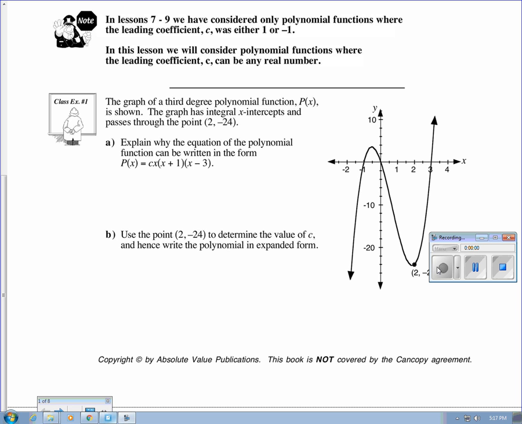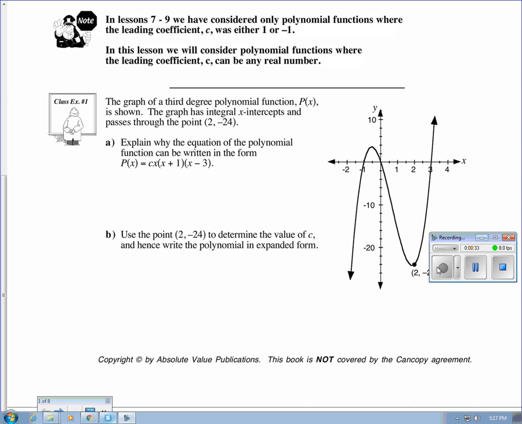The last lesson of what's been a really long unit, but has nicely simplified for us. Why can I write the function in the way that it's been written? I can clearly read off my x-intercepts. My x-intercepts are at -1, which changes it to a factor of x plus 1. I have another x-intercept at 0, which is plain old x. And I have another x-intercept at 3, which changes it into a factor of x minus 3.